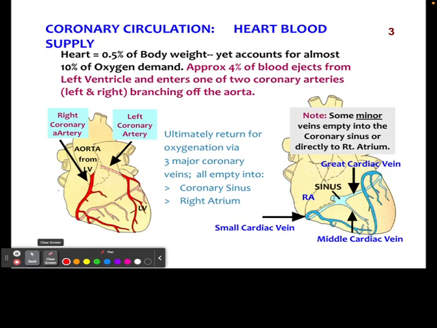Once delivered, the coronary sinus is going to take all of that deoxygenated blood and bring it back to the heart, specifically to the right atrium, so it can then get oxygen again. So the point is, your heart has its own veins and arteries. These are the coronary arteries and the coronary veins, as well as the coronary sinus, which is the major coronary vein. All the coronary veins end up going into the coronary sinus to go back to the right atrium.